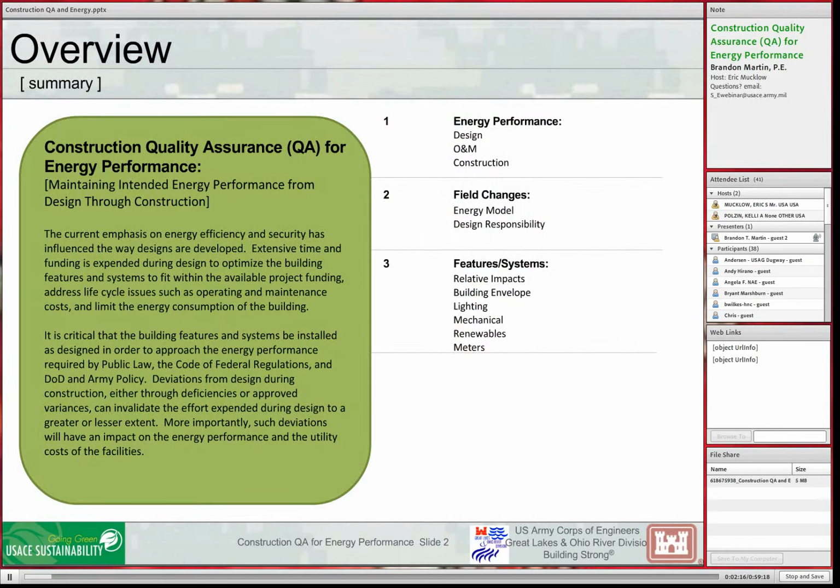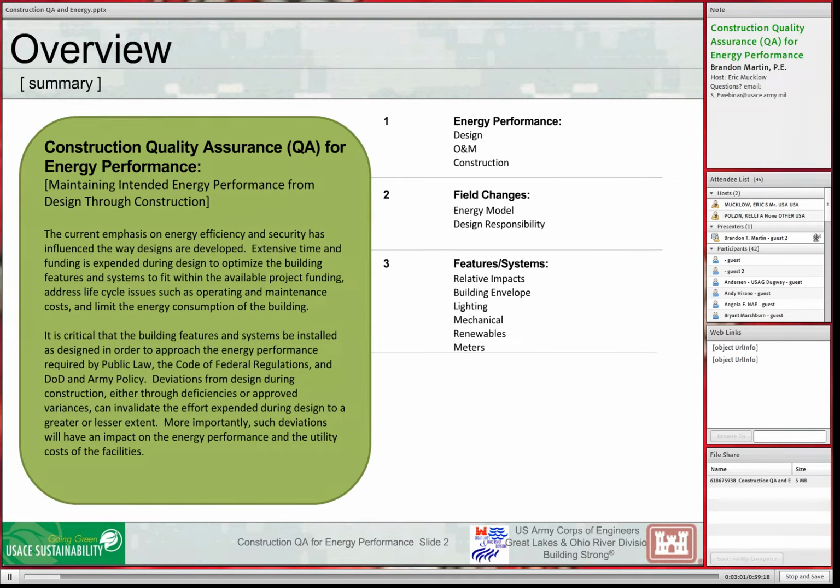Okay, so we have public laws, Army policy, DoD policy, and regulations that require us to optimize our energy performance. We tend to focus a lot on the design stage of the construction process, and to some extent on the operation and maintenance phase. We're getting into energy audits now, recommissioning, things of that sort. We don't see a lot of focus on the construction phase of this process as it relates to energy performance. But as we all are aware, if it's not constructed properly, it will not perform properly.